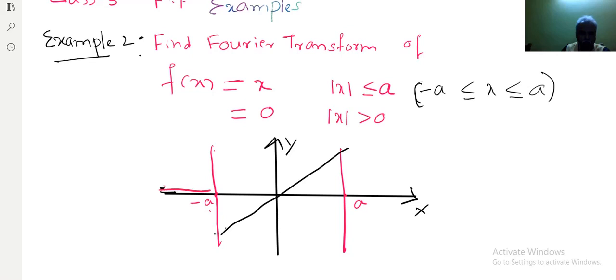So it comes like this from minus infinity to minus a, it breaks here and goes to the x function. From here to here it is the x function. Here it is 0 and here it is 0. Again it breaks here. Outside means outside the mod x less than or equal to a range. So according to this, we divide the whole range into three parts: minus infinity to minus a, minus a to plus a, and a to infinity, considering the Fourier transform definitions.